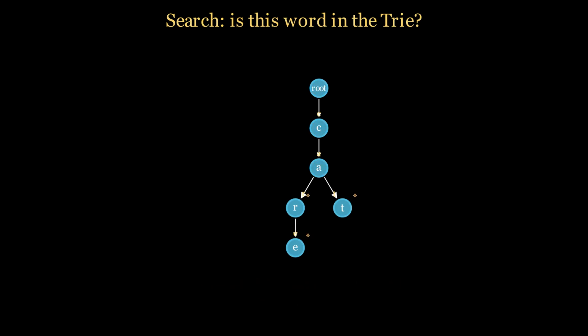To search for a word, walk from the root following one character at a time, lighting up each node we visit. If we cannot follow an edge, the word is not in the trie. When we finish the word, check whether this node is marked end of word. For car we follow C, A, R and reach a node marked end of word, so the word is in the trie. For CA we follow C and A, but that node is not marked end of word, so CA is only a prefix, not a stored word.